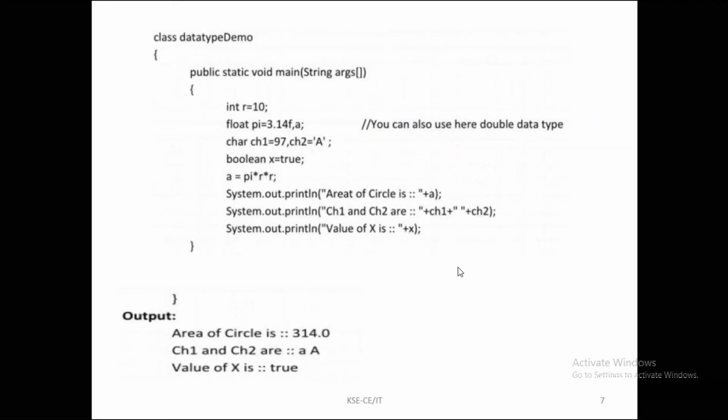That is the example of primitive data types. Here we write class DataTypeDemo. DataTypeDemo is a class name.